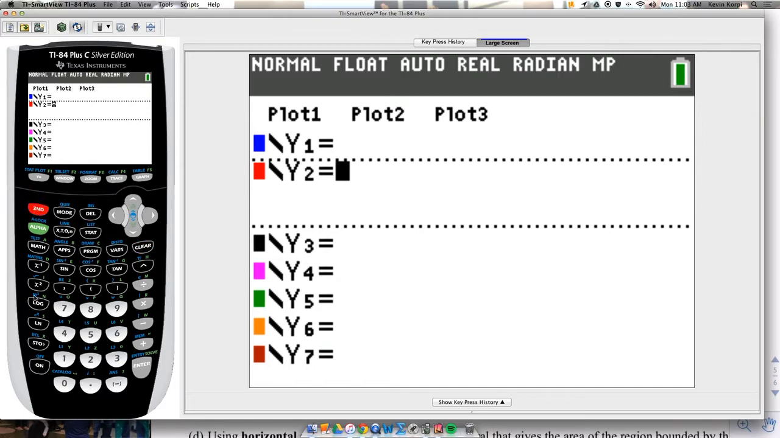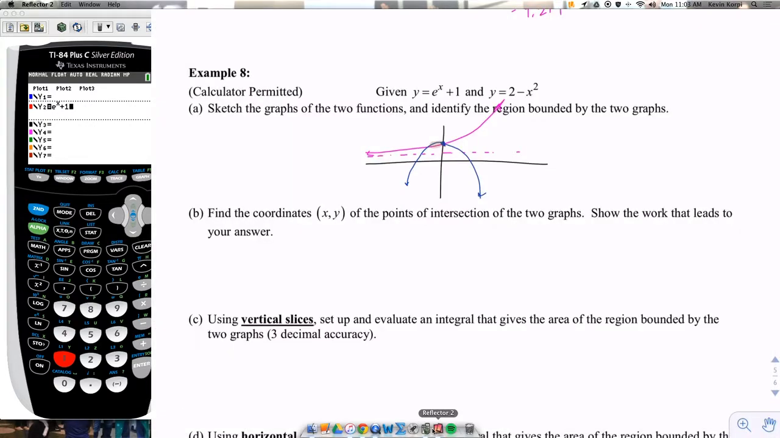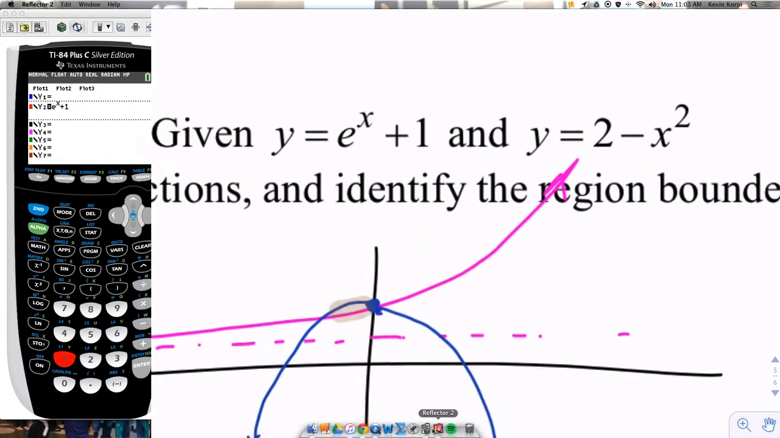E to the x, that's second ln, that's e caret open to the x minus 2. And for some reason, plus 1, I'm putting it in y sub 2. Okay? Now, you know what? I don't know why I put it in y sub 2, but it's already there. I'm not going to waste time typing it into y1.